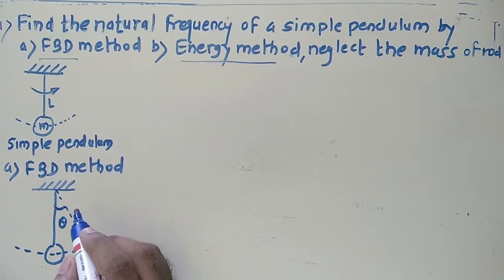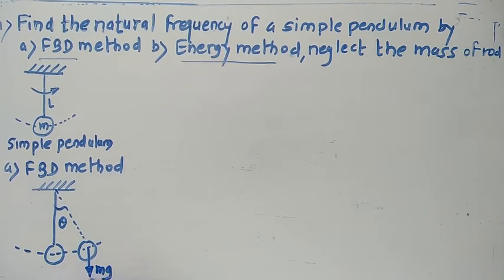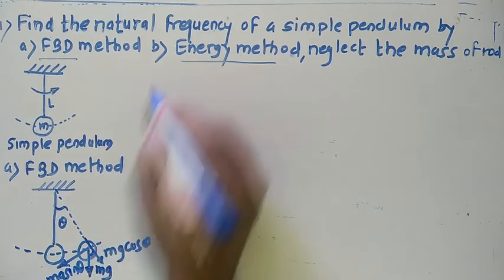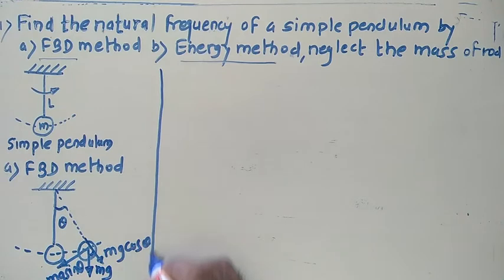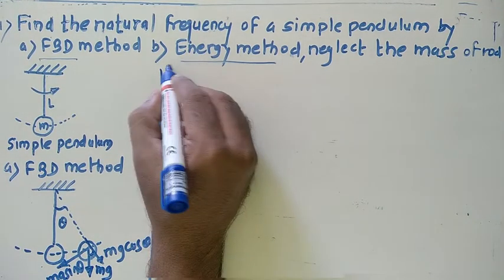Now, the weight of this bob acts in the downward direction. This component is nothing but mg cos theta. As this angle theta and this one are the same, this component must be mg cos theta, and the second one is mg sin theta. Now once we have the free body diagram, the next task is very easy. Apply Newton's second law of motion for this case.